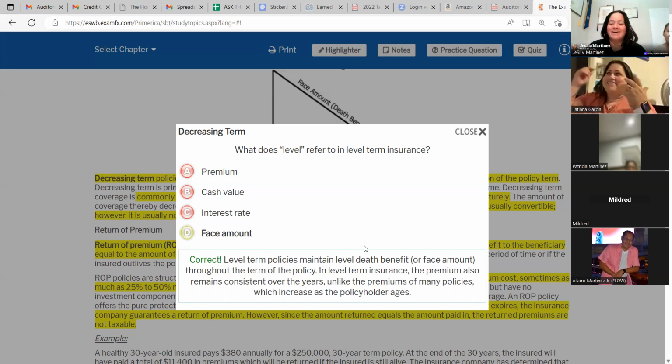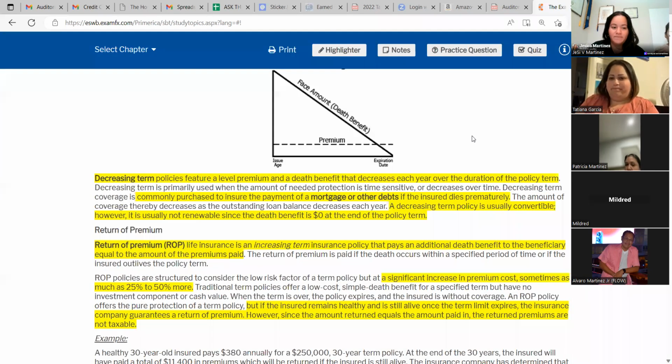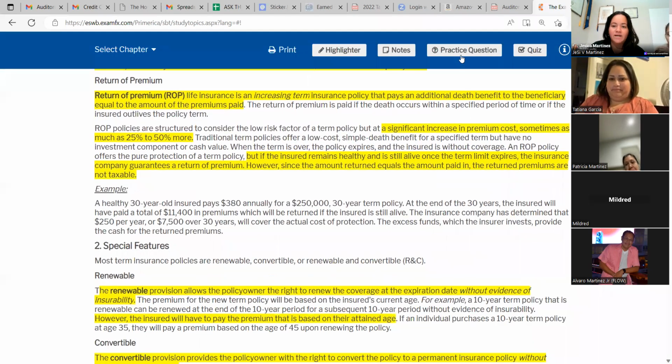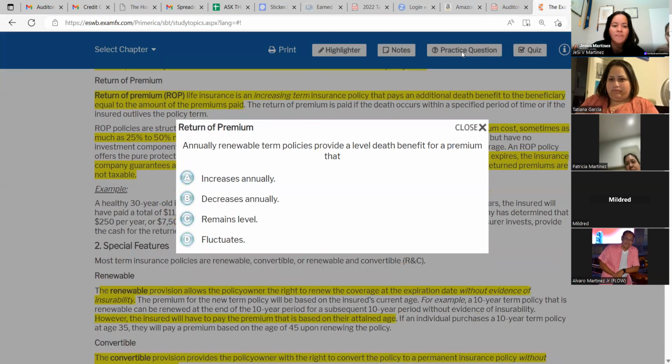So level term policies maintain a level death benefit or face amount throughout the term of the policy. In level term insurance, the premium also remains consistent over the years, unlike the premiums of many policies, which increase as the policyholder ages. Very good. A little bit more down, let's see another question.